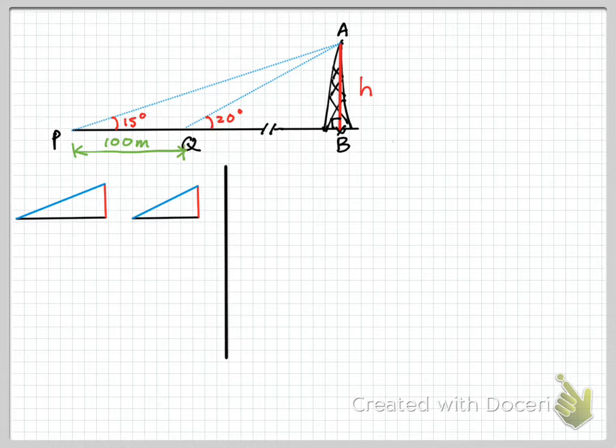All right, so we have ABP as the larger triangle and ABQ as the smaller one. We have the angles: this is 15 degrees, this is 20 degrees. We have H. But we don't know the distance of PB nor QB.